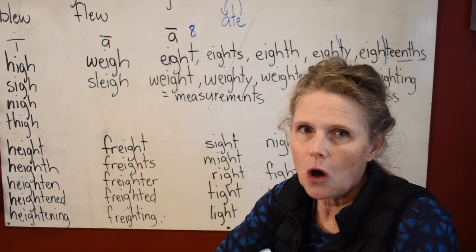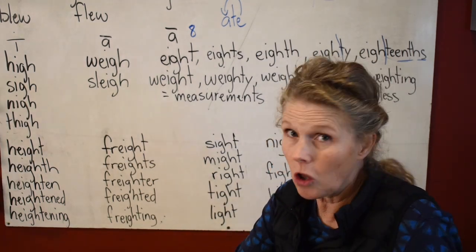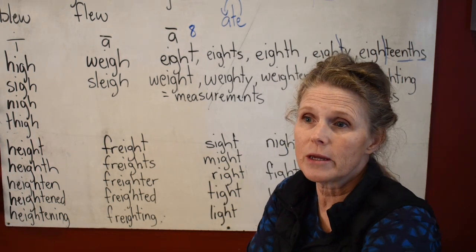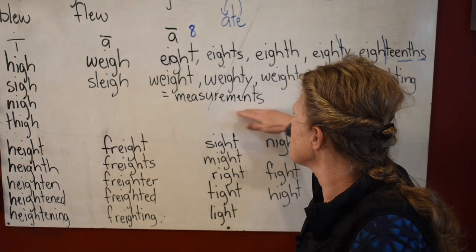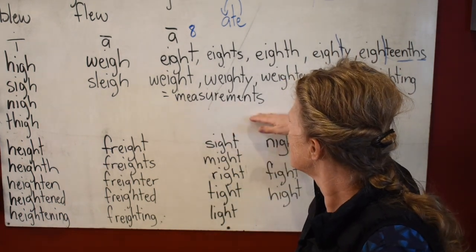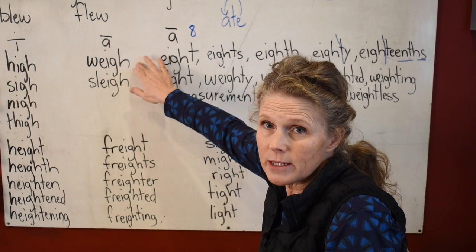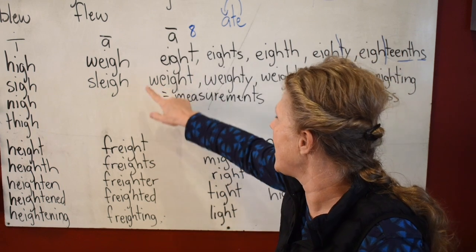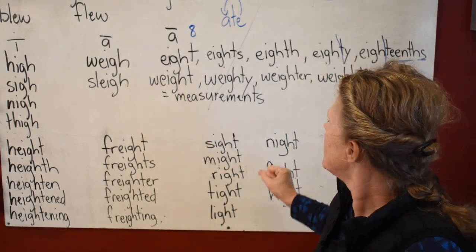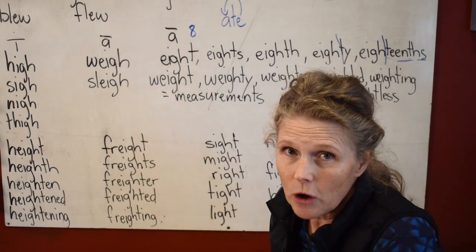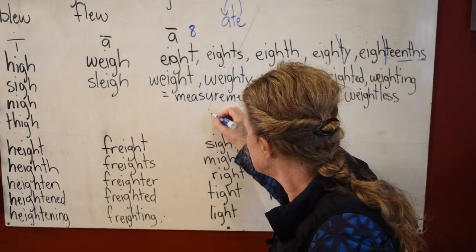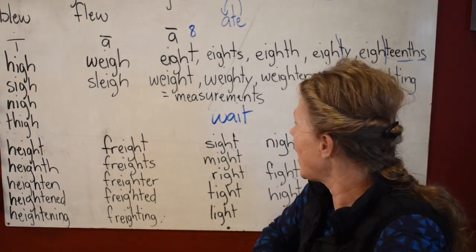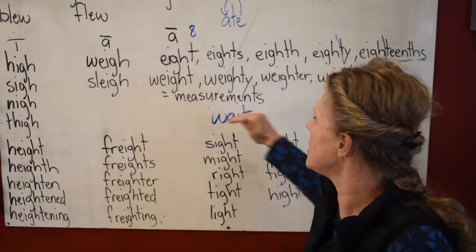Now we have weigh. This is used all of the time in the English language, especially by those that are really worried about their weight. This is a measurement. Weigh the wheat. This is the weight of the wheat. Now, this also has a homophone, like this, W-A-I-T. Don't wait for me. It's a completely different meaning.